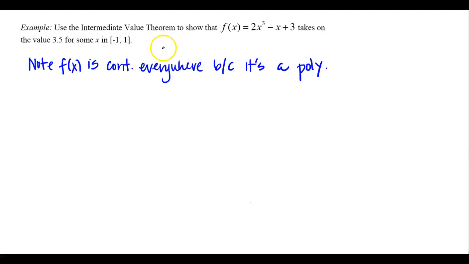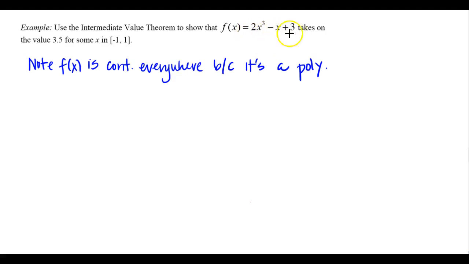So I'm just abbreviating that, but we do have to somehow state it, otherwise we can't use the IVT. So now we want to show that the function takes on the value 3.5. So takes on meaning that for some x between -1 and 1, some value of x should be able to give us an output of 3.5. So when we substitute some number between -1 and 1 into this function, we should get out 3.5. Now, in this problem, we're not going to find that number, but we're just going to show that such a number exists because the IVT is an existence theorem.